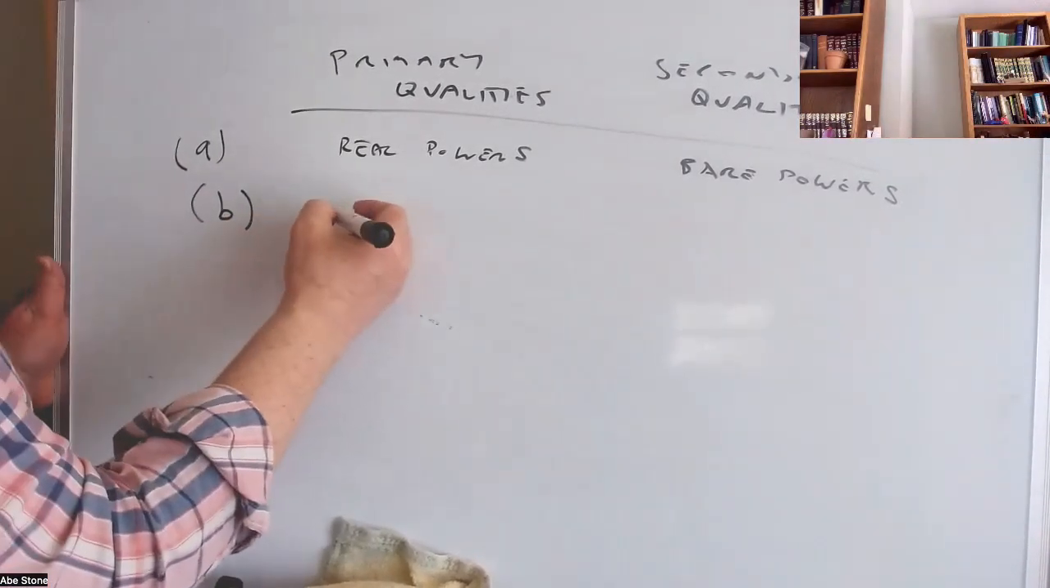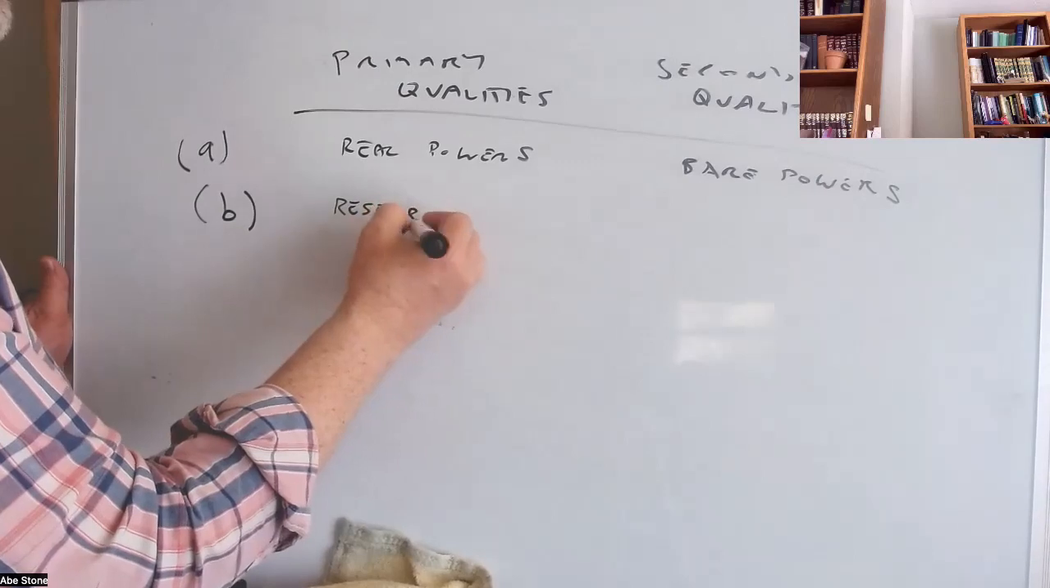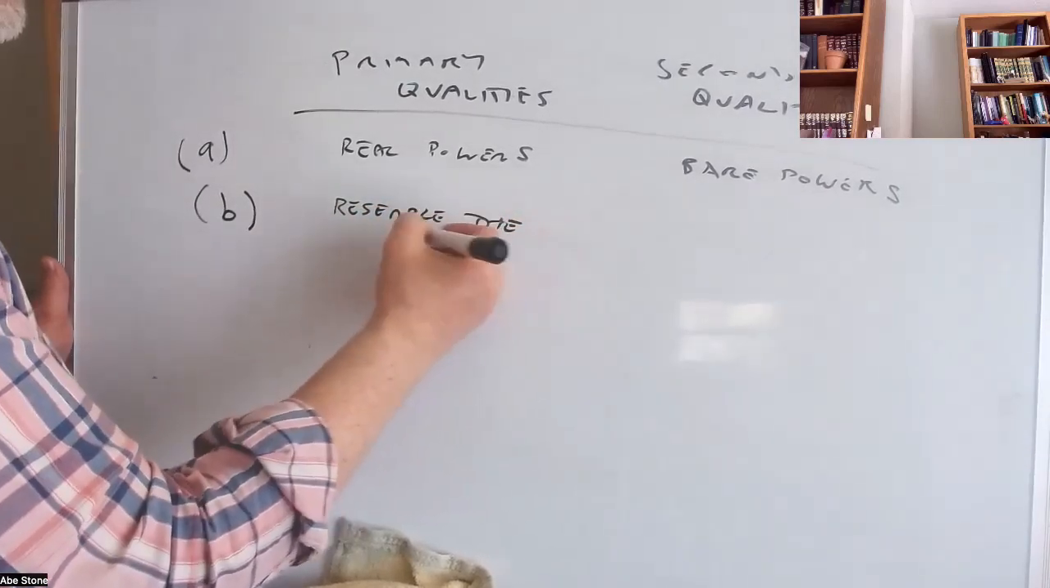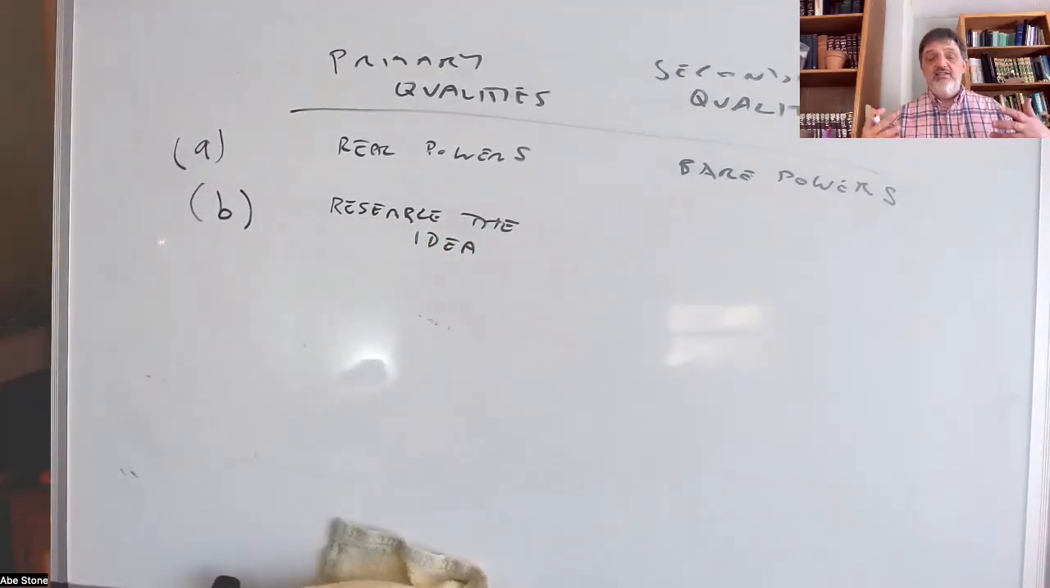And the other thing he says is that a primary quality resembles the idea. So figure is one of the primary qualities, right? So the idea of a triangular figure resembles the quality in the body that is the power to cause that idea.